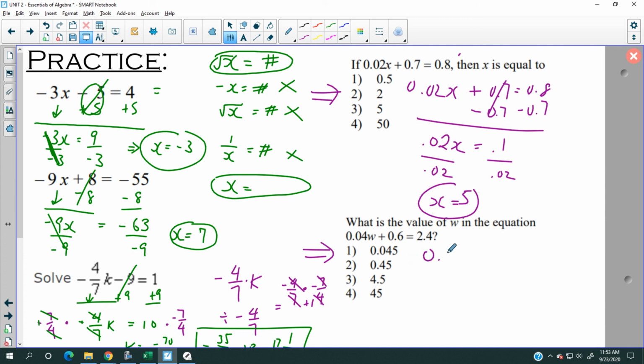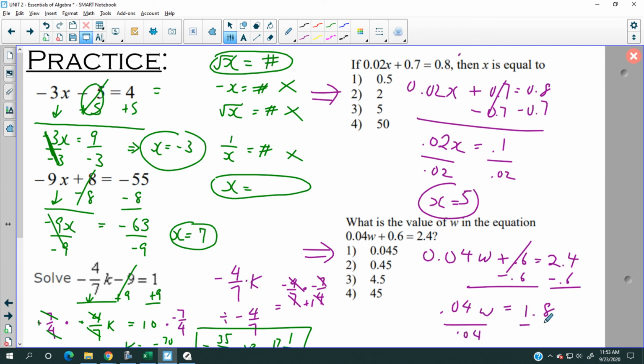Okay, let's try this. All right, again, subtract 0.6. That's 0.04w equals 1.8. So divide by 0.04. Oh, there's a choice here. Let me choose that. Okay, let's see, 1.8 divided by 0.04. 45. Okay. All right. That's it.